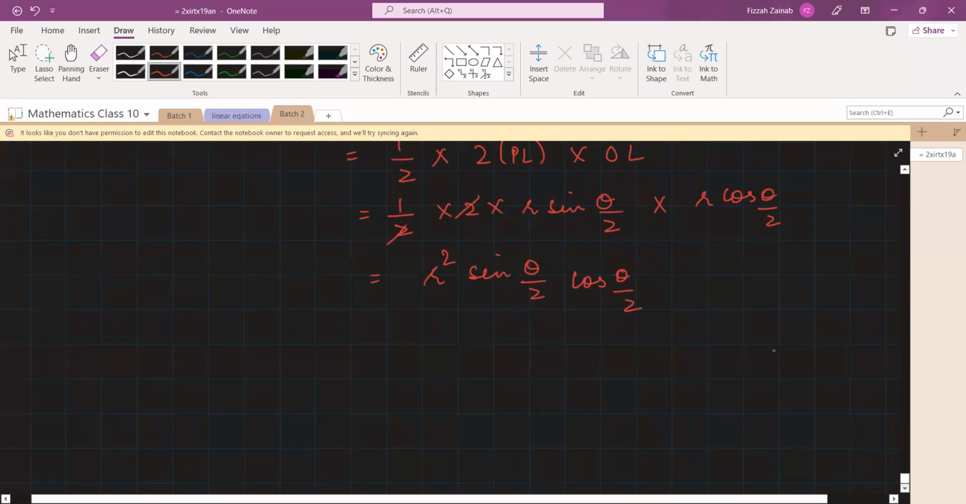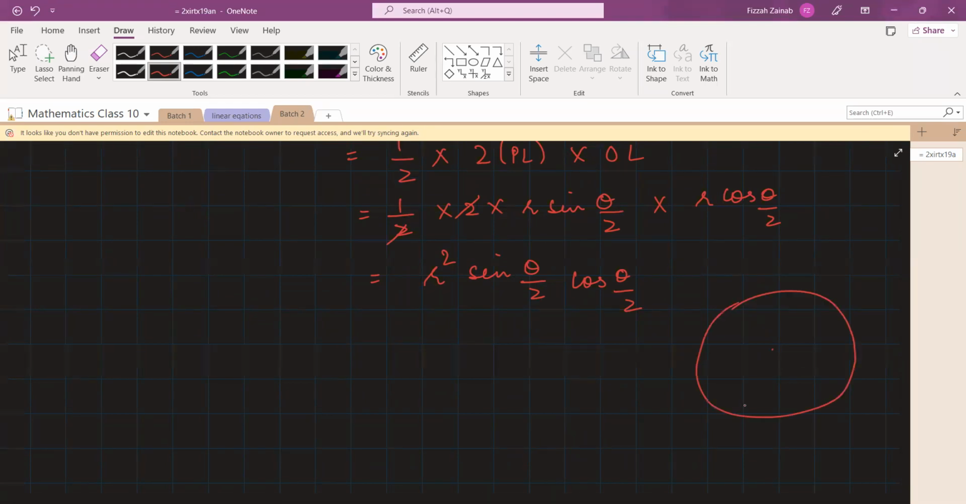So basically now there's a circle and there's a sector and then there's a triangle. This is O, P, Q. So now I have got the area of this triangle and I want to find this shaded region. So that means area of segment.